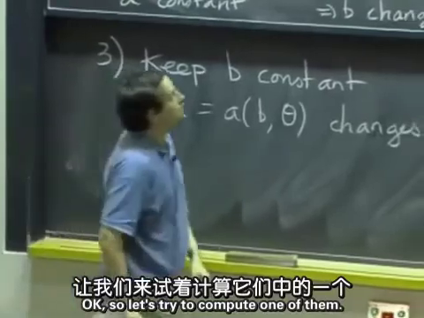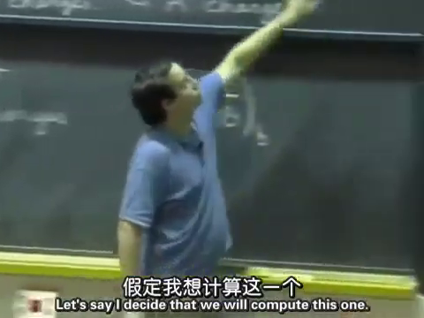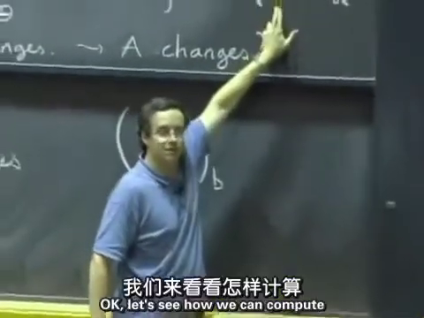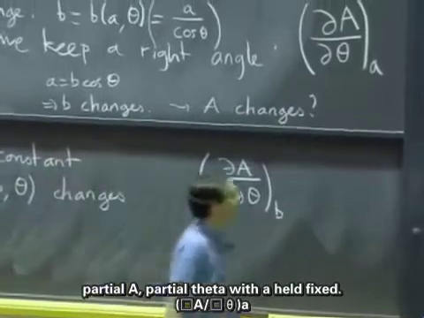Okay, so let's try to compute one of them. Let's say I decide that we'll compute this one. Okay, let's see how we can compute partial A over partial theta with A held fixed.